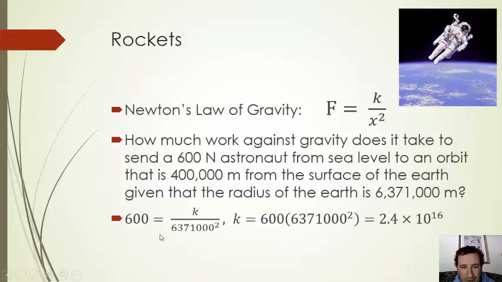So here's what we do. First thing is I'm going to use F equals k over x squared. We know that the astronaut weighs 600 newtons. So 600, that's the force, will be k over x squared. X squared is the radius of the Earth because we're starting at sea level, which is 6,371,000 meters from the center. So I worked that out, and I get k is about 2.4 times 10 to the 16th power. Okay, when we're dealing with rocket science, you're going to deal with some big numbers, like this one.